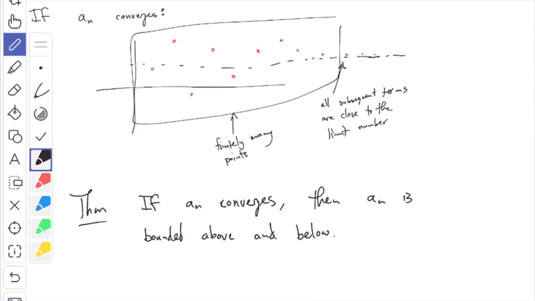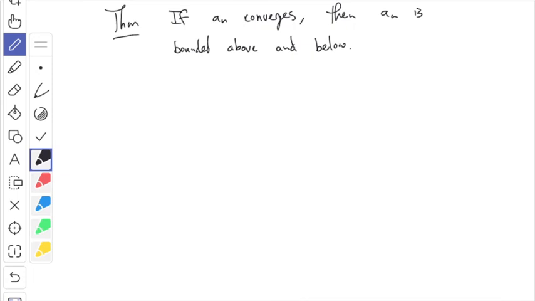It's not always easy to tell what the upper bound and the lower bound would be, but you know that it has to be bounded above and below if it converges. How about the other way around? What if it is bounded? Does that mean that it converges? Not necessarily. Can you give me an example?